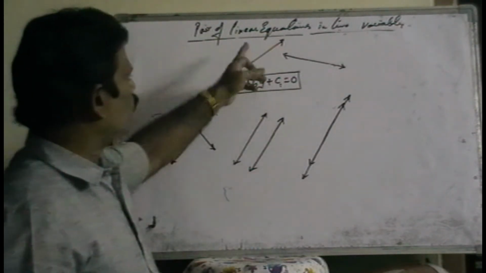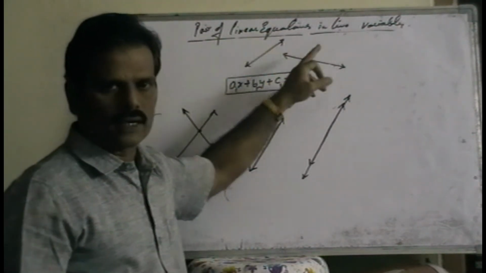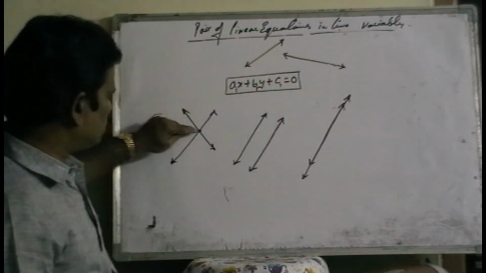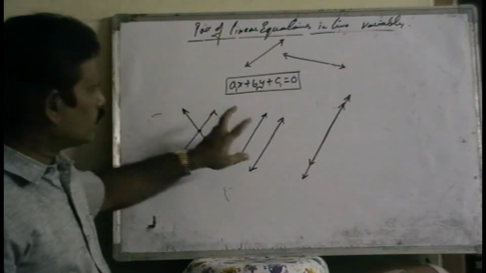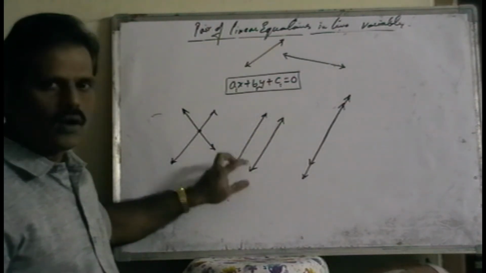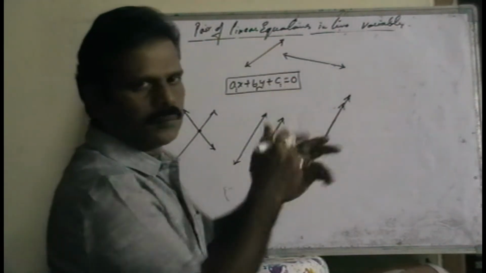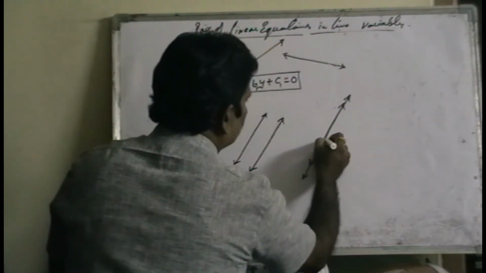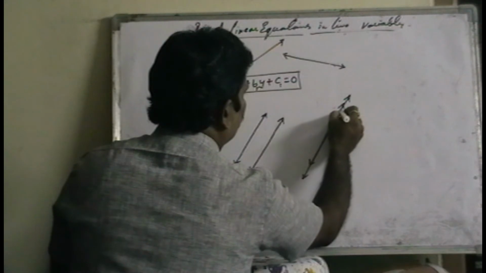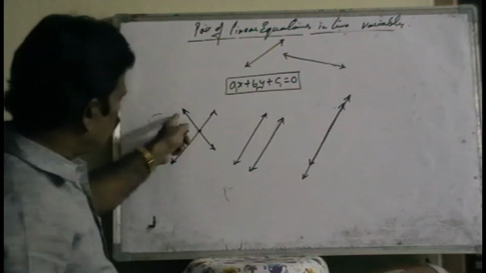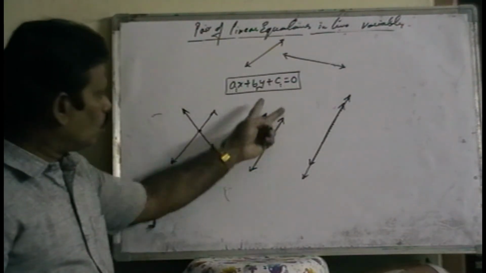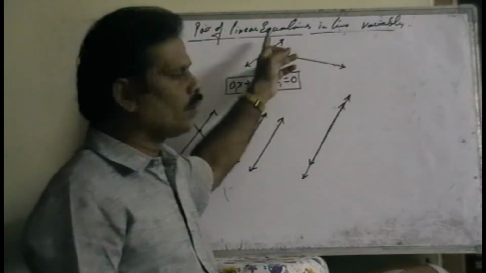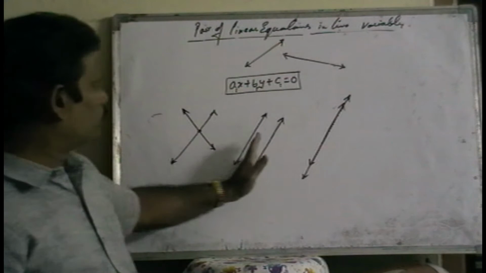If two lines are there, they may intersect at one point, or they may not intersect at any point, or they may lie one on each other, that means they intersect at every point. Every point is a common point. But here only one point is a common point of these two lines. Here no common points. That means if two lines are there, they may be of three different types.